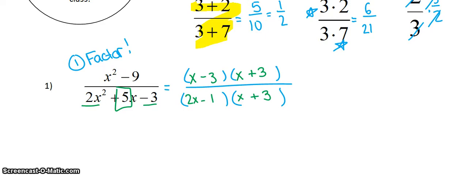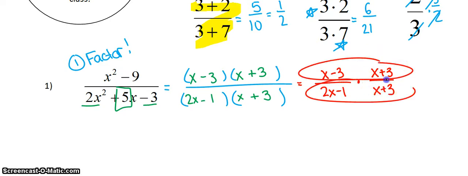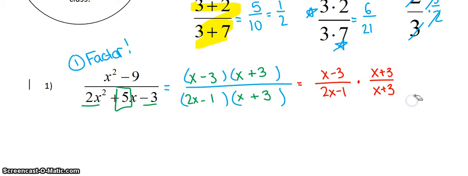So now that I've factored these pieces, I can cancel anything that has a common factor in the numerator and denominator because they're being multiplied. So really what this problem is saying, or I could break this up into, is x minus 3 over 2x minus 1 times x plus 3 over x plus 3. The reason I can do that is when you multiply fractions, you just multiply across the top and across the bottom. So really that's an equivalent expression.